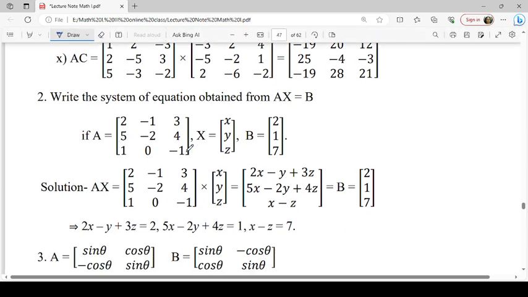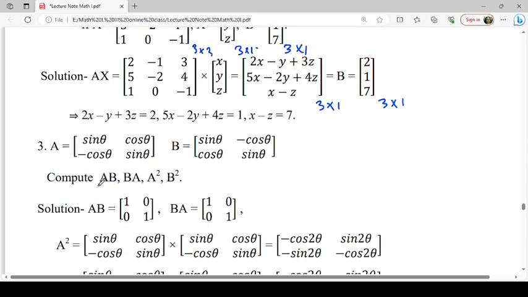Then this is the system of equations. This is a 3 by 3 matrix, this is 3 by 1, this is also 3 by 1, this is also 3 by 1. So this product will be a 3 by 1 matrix. This into this is a 3 by 1 matrix, and this is 3 by 1. So these two matrices are equal, which means every entry in the same position is equal.